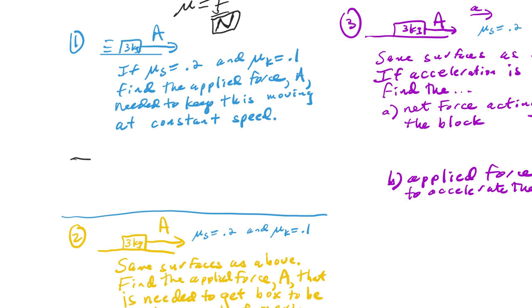So if I drew the picture of this situation, a free body diagram, I'd have the weight going down, the normal force is the floor pushing up against the box, and I have an applied force. Okay, I'm trying to find the applied force.